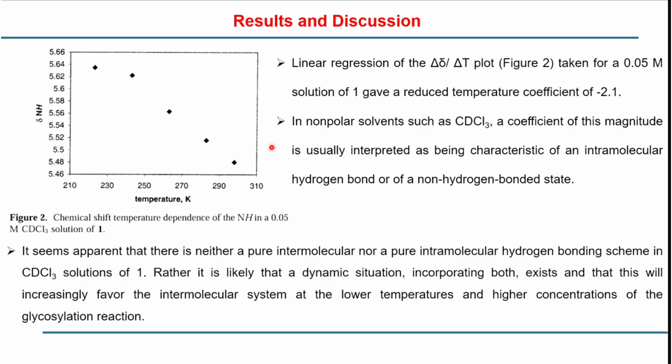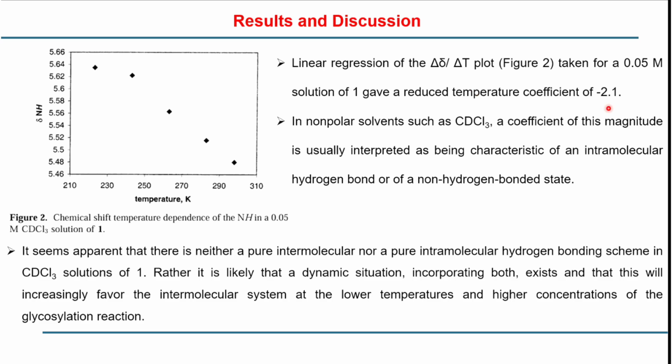To cross-check the intermolecular hydrogen bonding, they took the same acceptor 1 and studied the NH proton chemical shift value versus the temperature. What they found is that as the temperature increases, the chemical shift value of NH decreases. The linear regression of the delta versus delta T plot, at the same 0.05 molar concentration, gave a reduced temperature coefficient of -2.1.